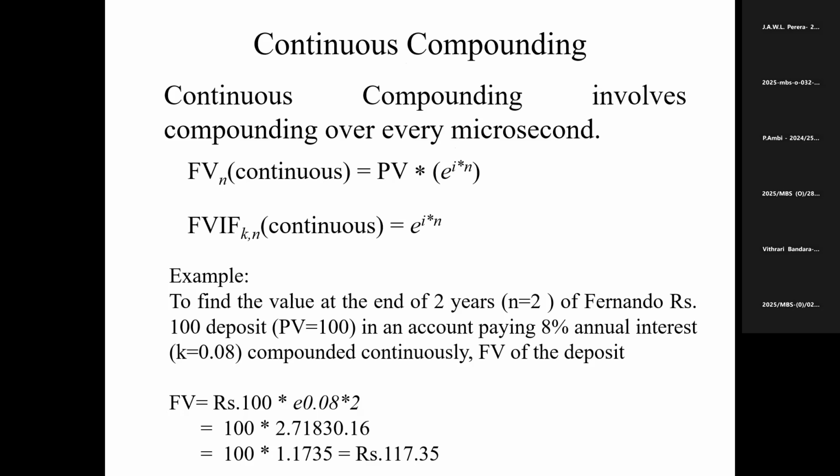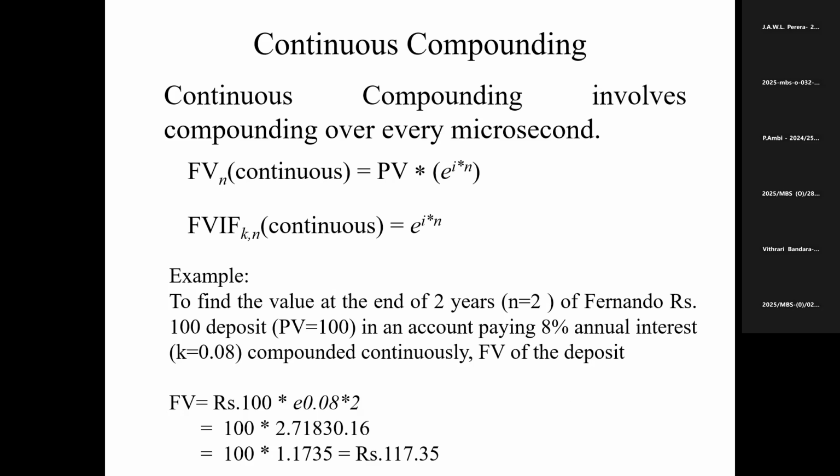That is defined as e, actually 2.7183. So if we take an example, theoretically this is also possible. To find the value at the end of 2 years for a deposit of 100 rupees in an account paying 8% annual interest, compounded continuously, how can we calculate this deposit's future value?